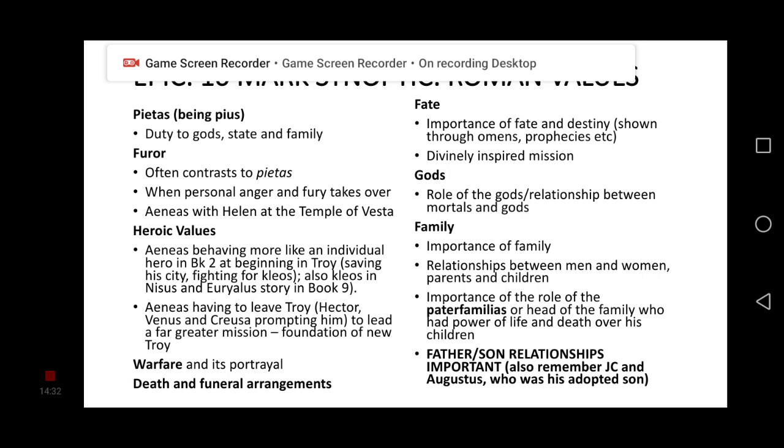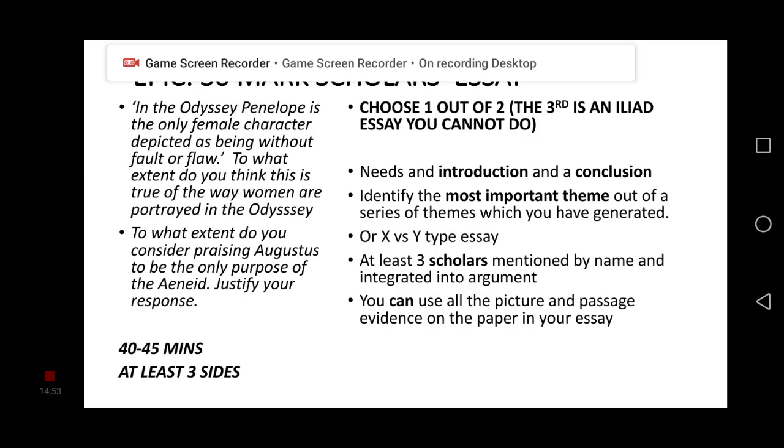So the paterfamilias, who is the head of the household, is very important in the Aeneid and in Roman life. So the father-son relationships are also important, both the characters in the Aeneid, and also they reference the relationship between Julius Caesar and Augustus, who was his adopted son. So looking at some themes there.